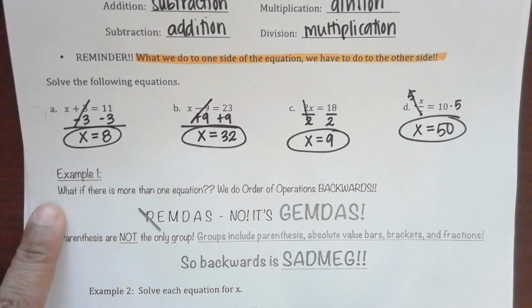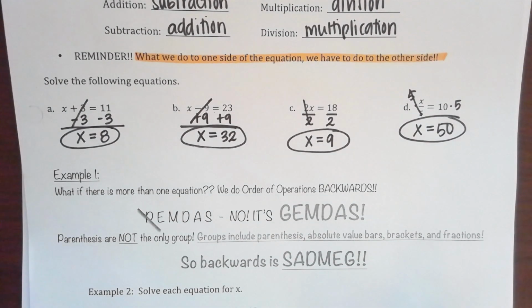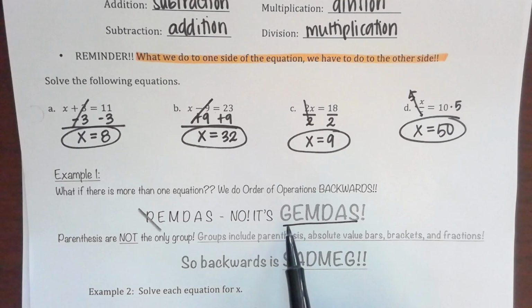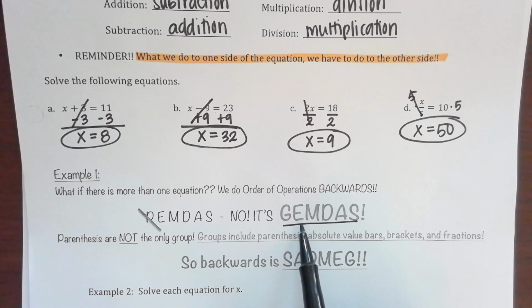It says, what if there is more than one operation? We do the order of operations backwards, meaning if there's more than one operation happening. Remember the order of operations, we say it's GEMDAS right here. Where G stands for grouping. E stands for exponents. M is?